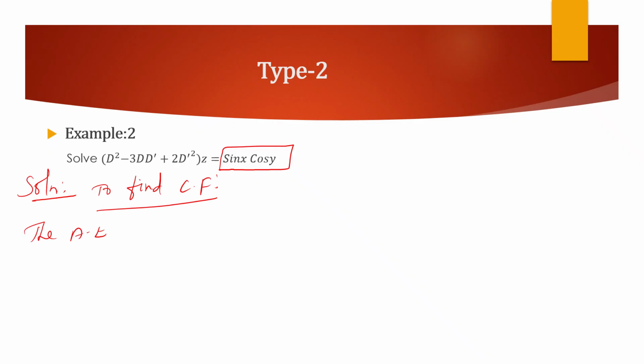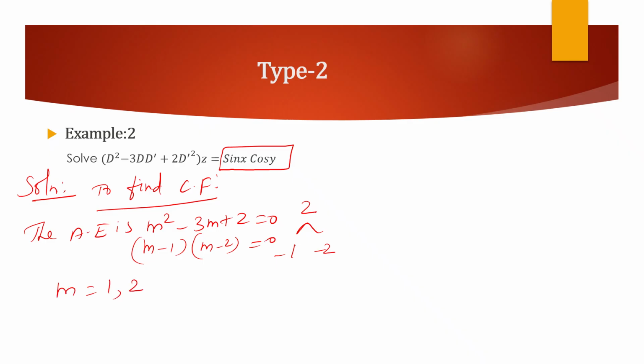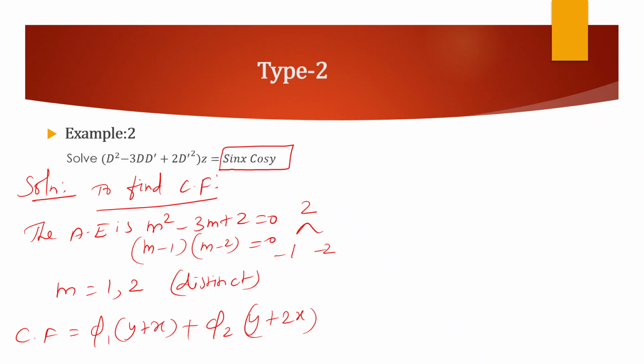So here the auxiliary equation is m squared minus 3m plus 2 is equal to 0. Solving this we can find the two roots. The product must be 2 and the sum must be minus 3, so it is minus 1 minus 2, and so the roots are 1 and 2, and they are distinct. So we have got distinct roots. So CF takes the form phi 1 of y plus 1x, that is y plus x, plus phi 2 of y plus 2x. So this is our CF.